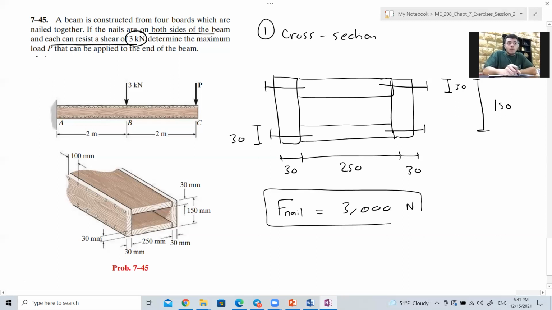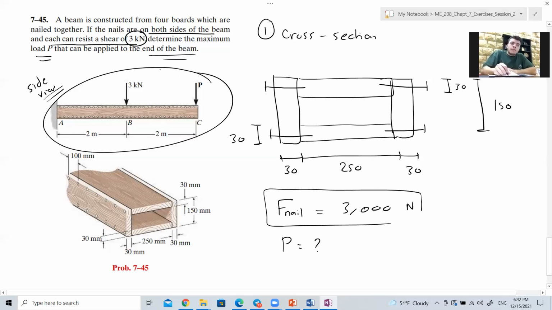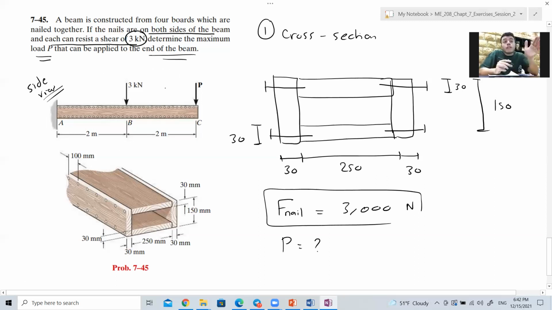Determine the maximum load P that can be applied to the end of the beam. You have a side view here, and you need to find the maximum force P that can be applied. Take this as a rule: whenever you are given a side view, you should draw the shear diagram and find the maximum shear force from the shear diagram.